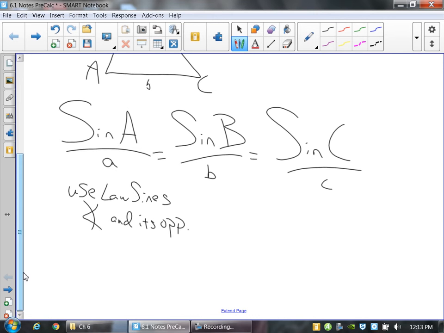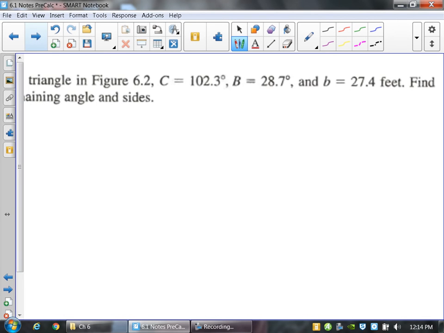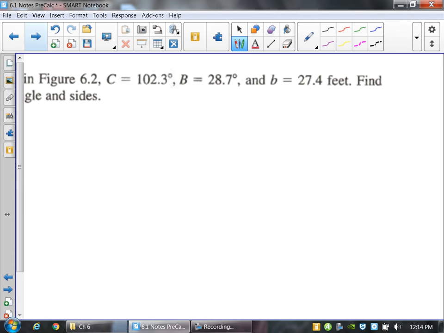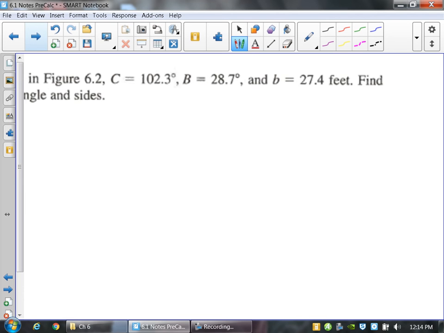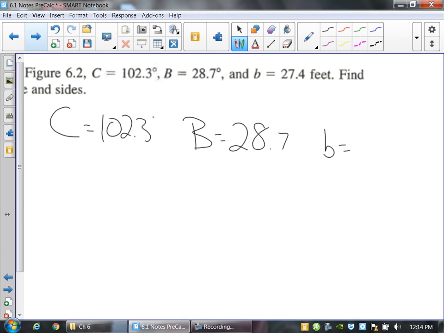This one's law of sines was pretty quick. Real easy example then. So we have angle C is 102.3, angle B is 28.7, and little b is 27.4.